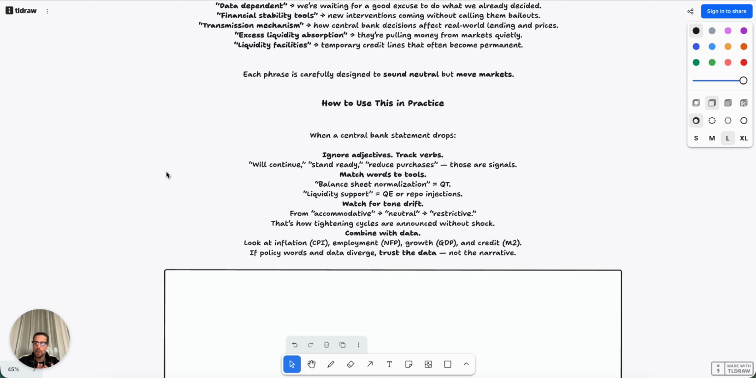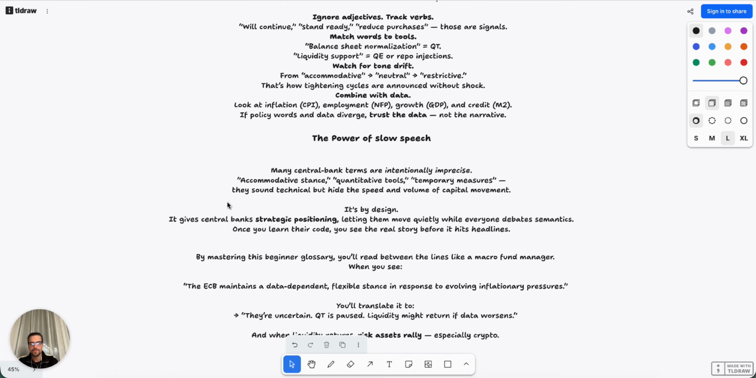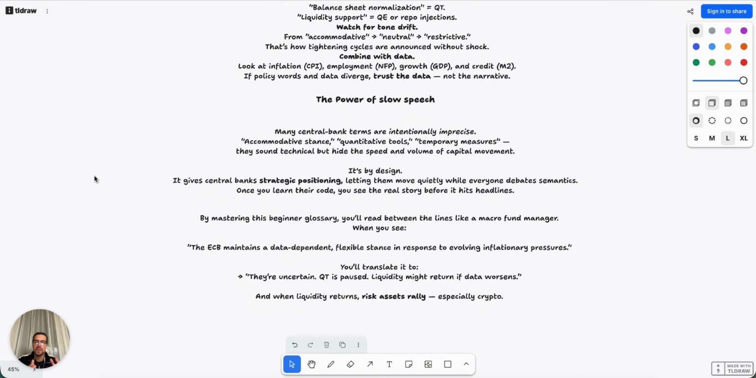And then you want to combine everything with the actual data: what they are saying and what the data is showing. CPI, Consumer Price Index, employment, NFP data, non-farm payrolls, growth, GDP, and credit, M2 supply. If policy words and data diverge, trust the data, not the narrative. Okay? So the power of slow speech, just to close it up. Okay, this is a short, simple lesson.